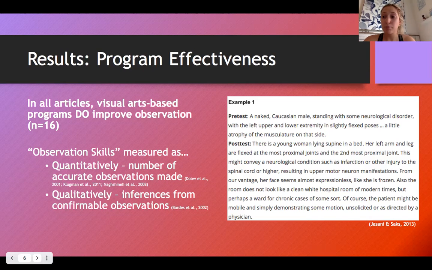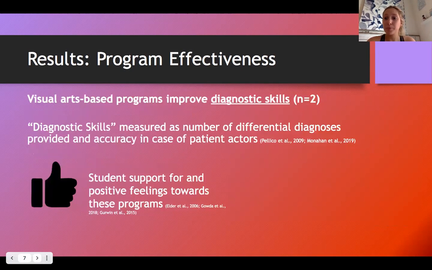Not just at the body, but expressions and feelings, and looking at what the person is wearing and the setting that they are in. And then there are fewer studies that look qualitatively at observation skills, but when they do, they're looking at the number of inferences made from confirmable observations. So looking at how students are making meaning out of these observations and not just the number.